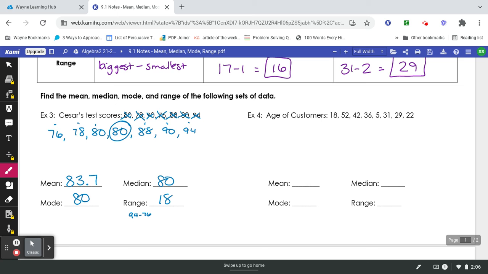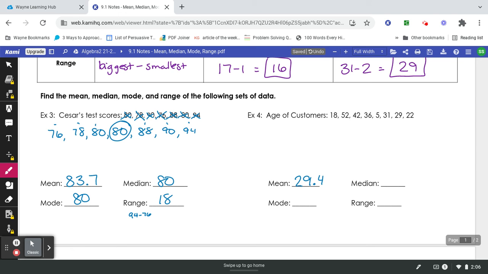Age of our customers, again, with the mean, add them all up and divide by how many numbers there are. So pause the video, grab your calculator, add those. Divide by 8 when you're done adding them. And we should get 29.4.